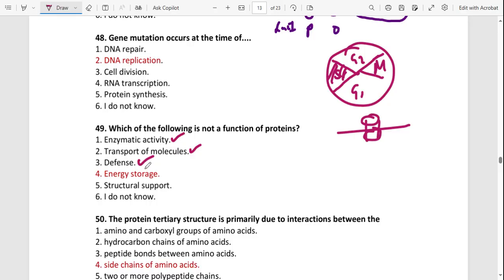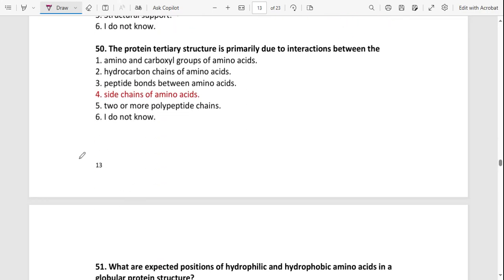Enzymes and antibodies. Energy storage. Now, energy storage in lipids, right? And carbohydrates. Structural support. Some proteins can, of course, be involved in the support of structures. For example, collagen is found in our bodies as part of our connective tissue.